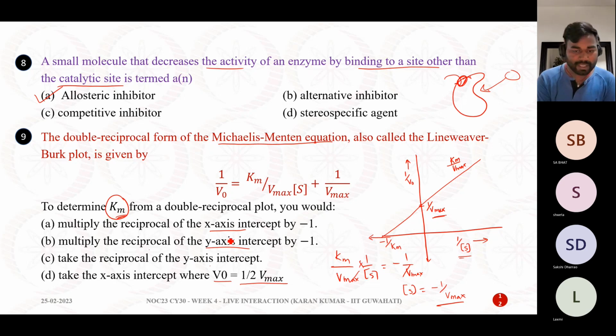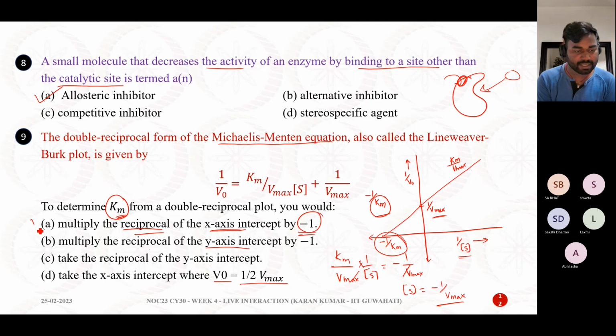So the x-axis intercept is -1 by Km, right? If you multiply the reciprocal of the x-axis intercept by -1, then you will get the Km value. Your option A is correct here. Understood? Or is there any confusion? Everyone understood?